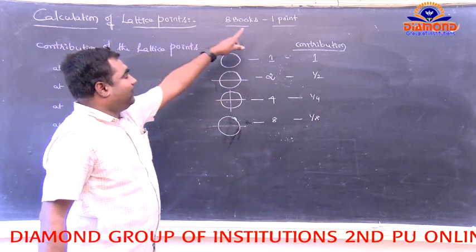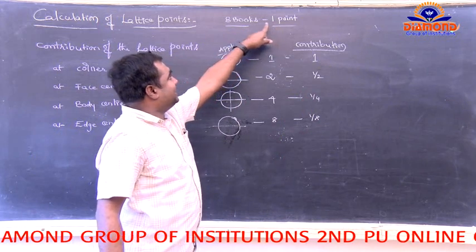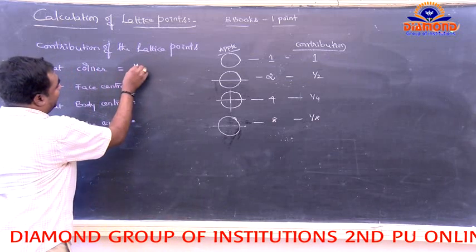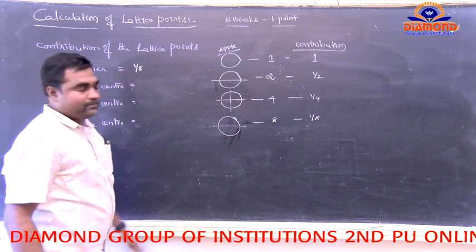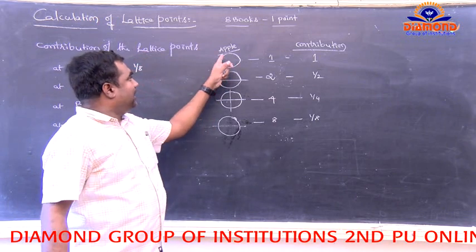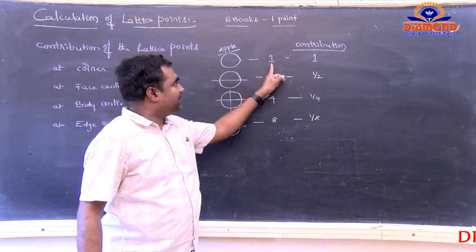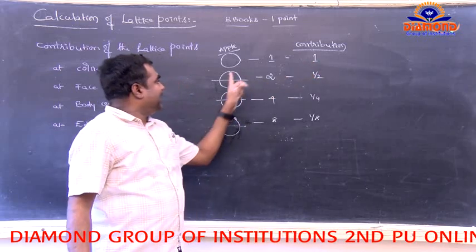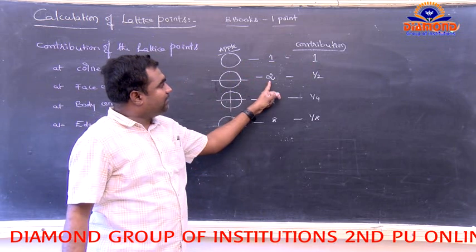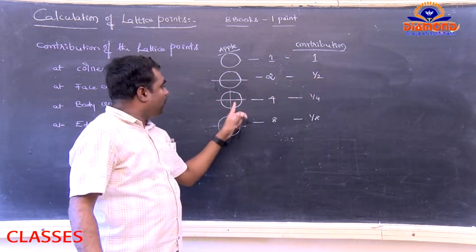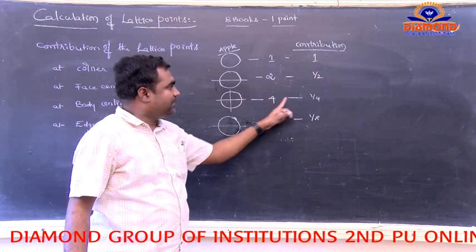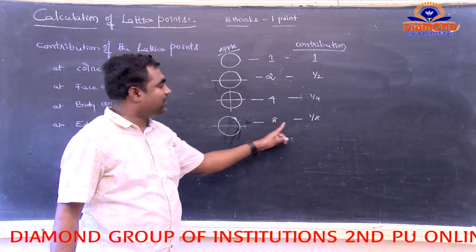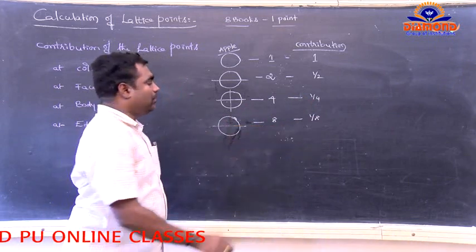The same way here, one point touches 8 books. Then what's the contribution? So here 1/8 is the contribution. One apple is contributed by only one person, the contribution is a total single apple. If the single apple is contributed by 2 members, 1/2 is the contribution. One apple by 4 members, 1/4. One apple by 8 members, 1/8 is the contribution.